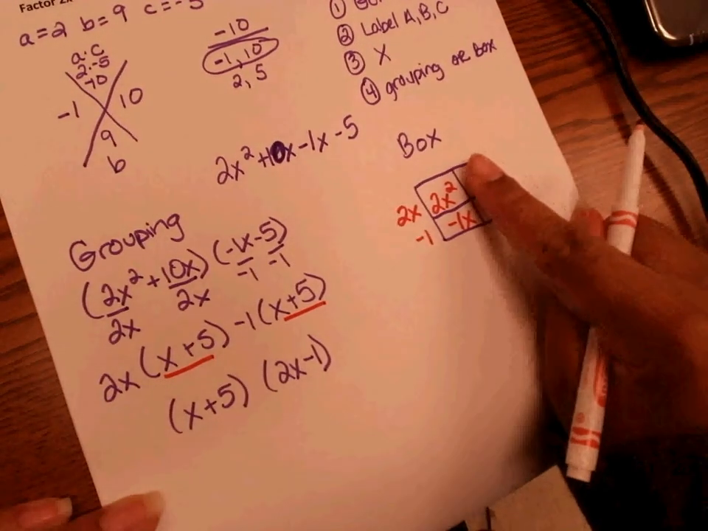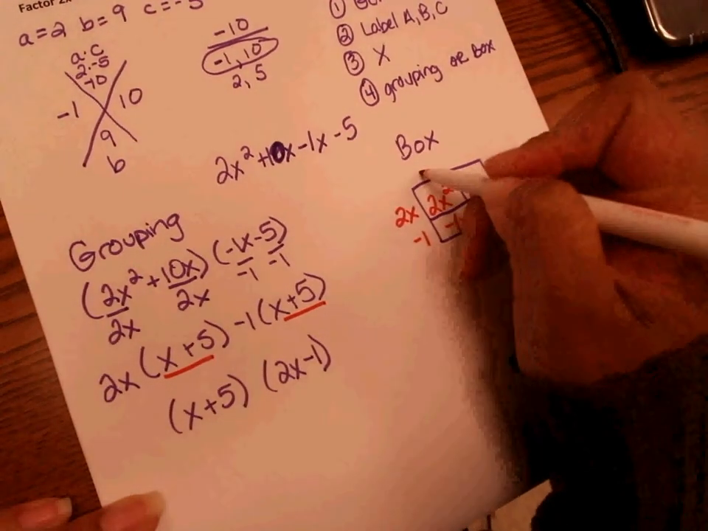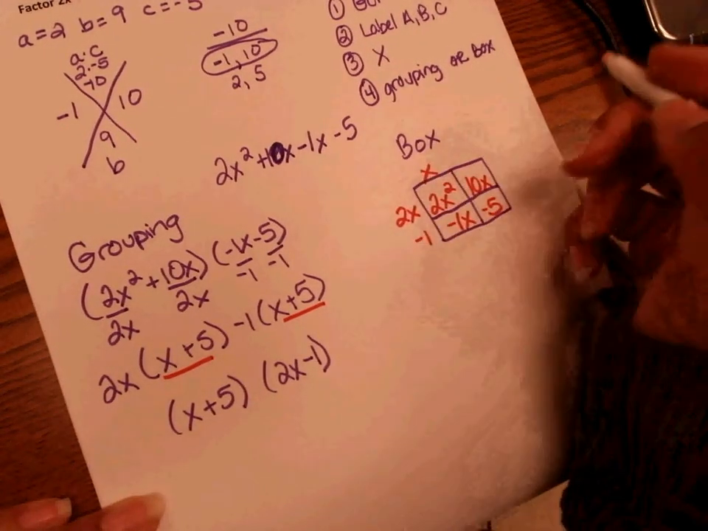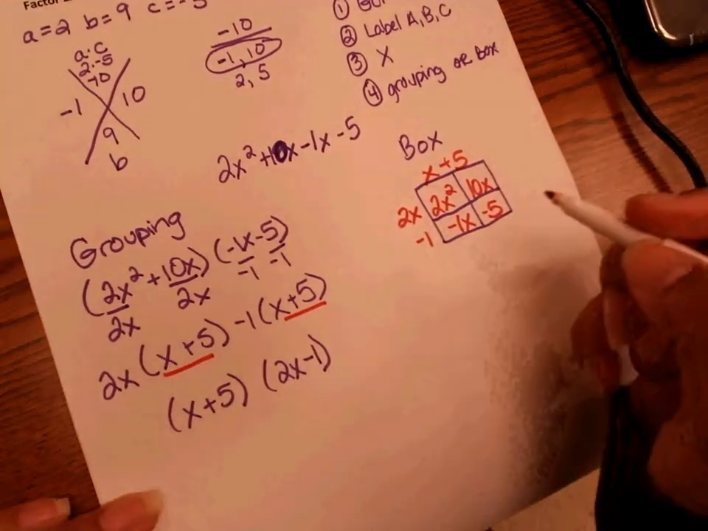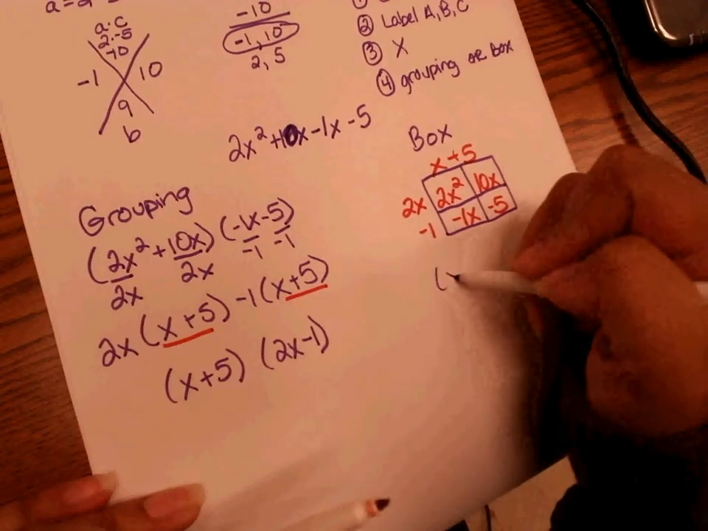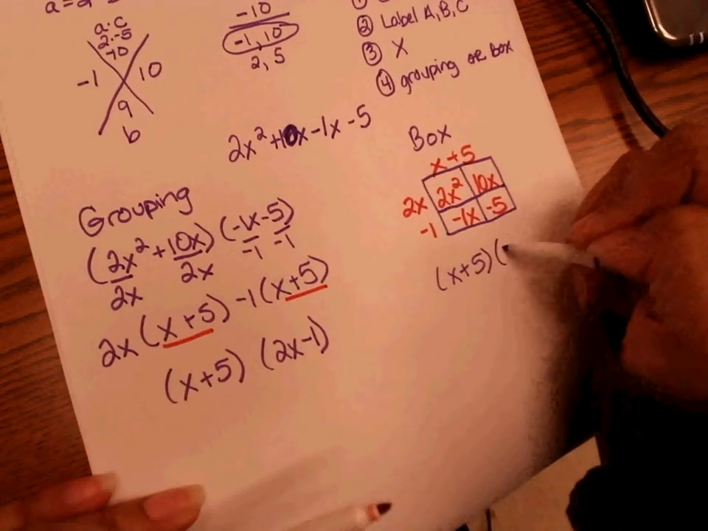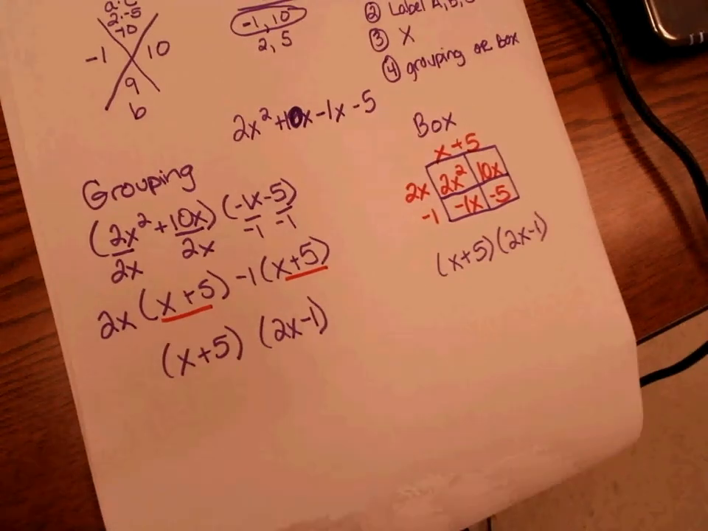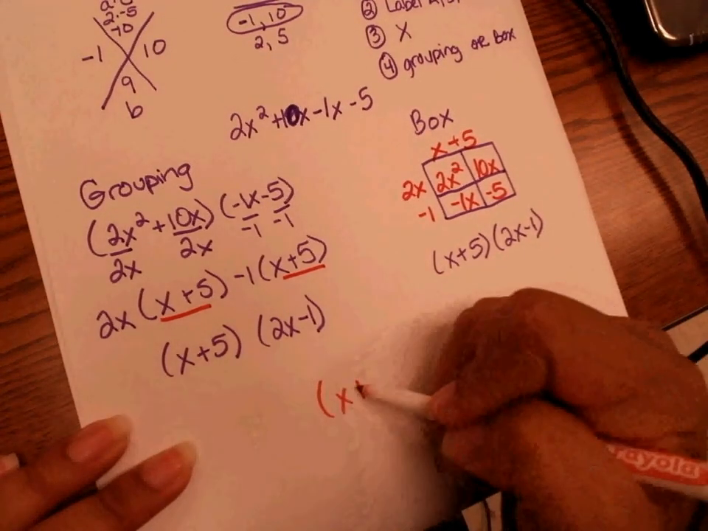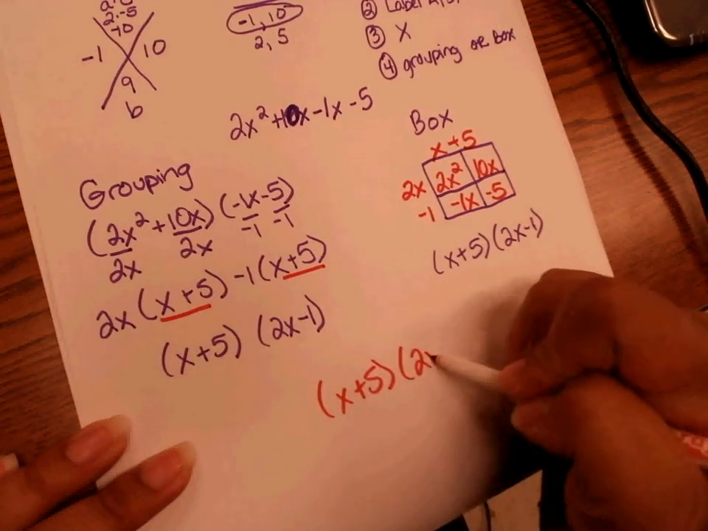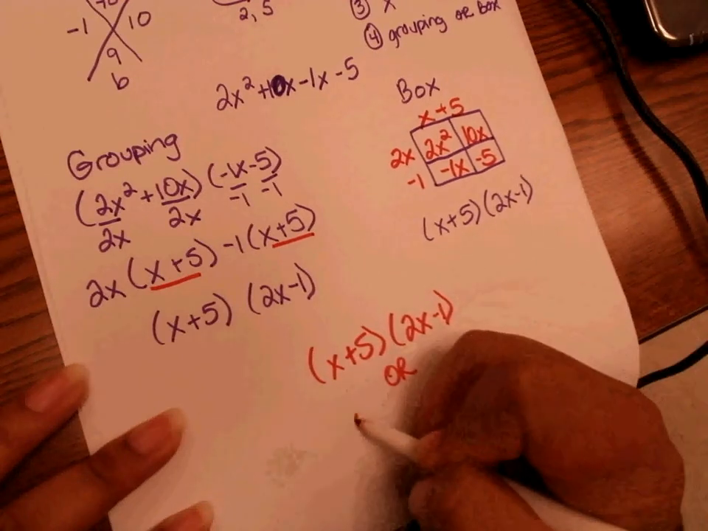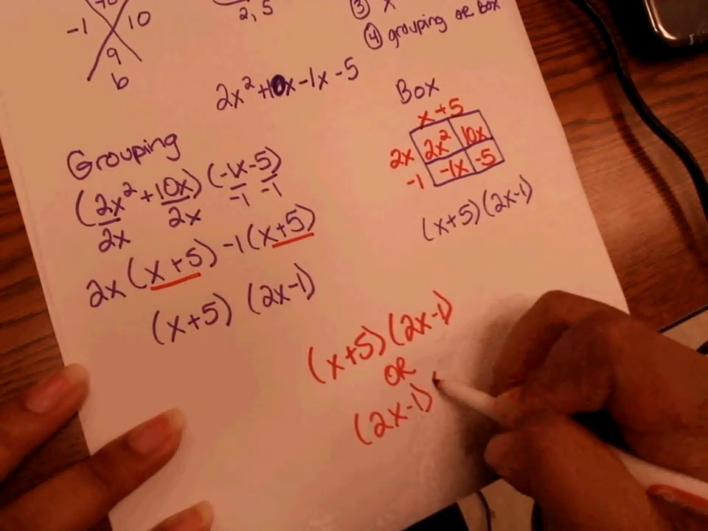I cover up the first column, and I have x in common. And I cover up the second one, and I have 5 in common. Okay? And again with that, I'll write the same answer, which is on the outside, which is x plus 5 and 2x minus 1. Either method that you prefer, your answer will be x plus 5 and 2x minus 1, or the other way around. Okay, remember you can see it both ways. 2x minus 1, x plus 5.